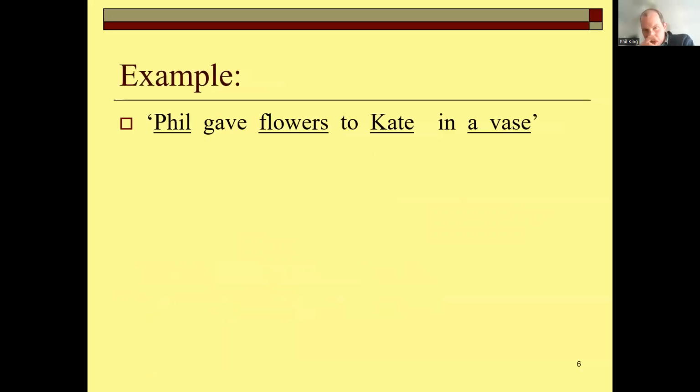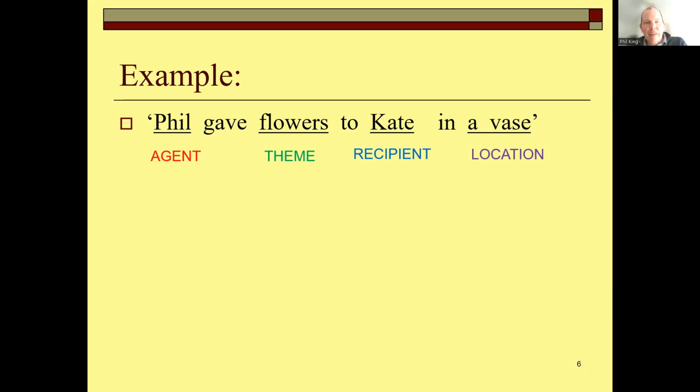Here's another example sentence. Phil gave flowers to Kate in a vase. In this sentence, let's look for the names we'd give to the roles of the different nouns in this sentence. Here we'd say that Phil is the agent. He's doing something deliberate, a deliberate action of giving the flowers. The flowers are what's called the theme, the thing that is given, the thing that is moving from one person or place to another. Kate is the recipient who gets the flowers, and the vase is some kind of location.